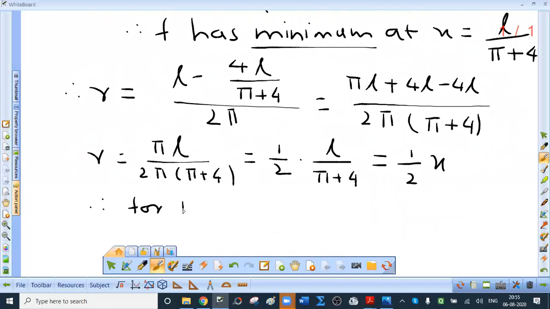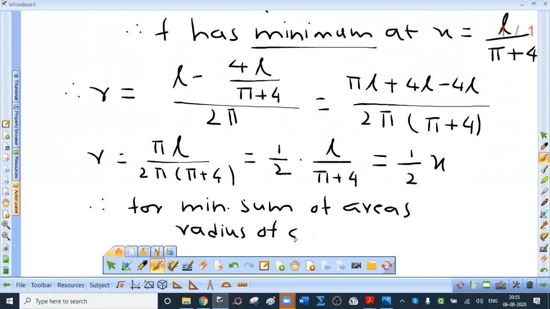Therefore, for minimum sum of areas, radius of circle is half side of the square. That's it. Right, done.